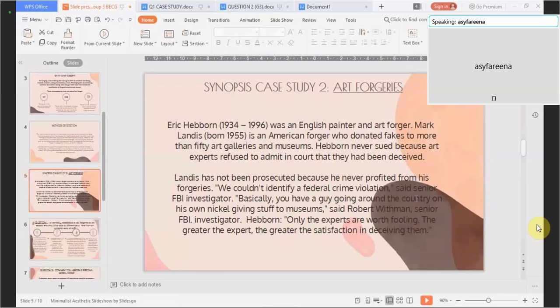"We could not identify a federal crime violation," said Robert Whitman, senior FBI investigator. "Basically, you have a guy going around the country on his own, giving stuff to museums." Hebborn said, "Only the experts are worth fooling. The greater the expert, the greater the satisfaction in deceiving them." So this is the synopsis of our cases.